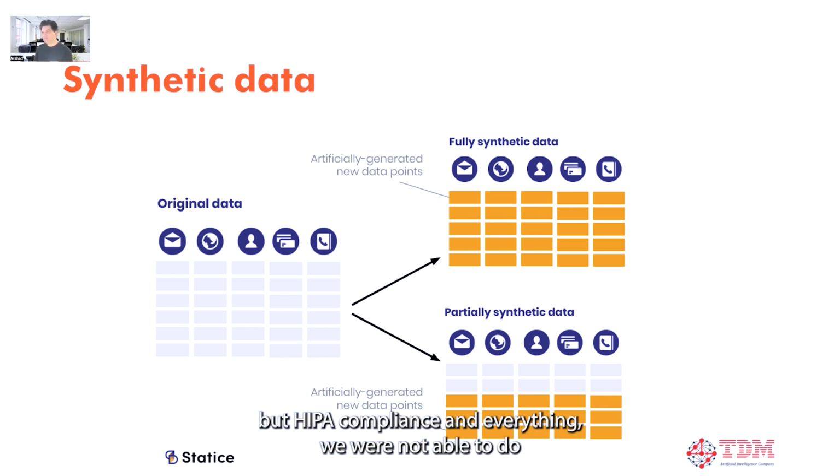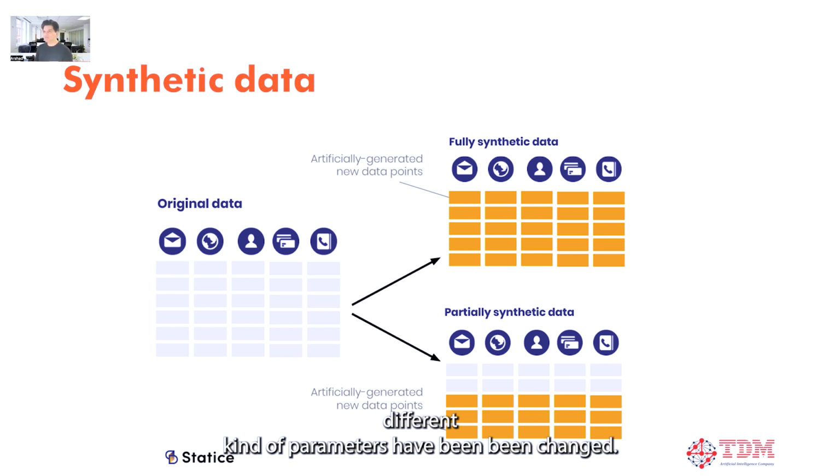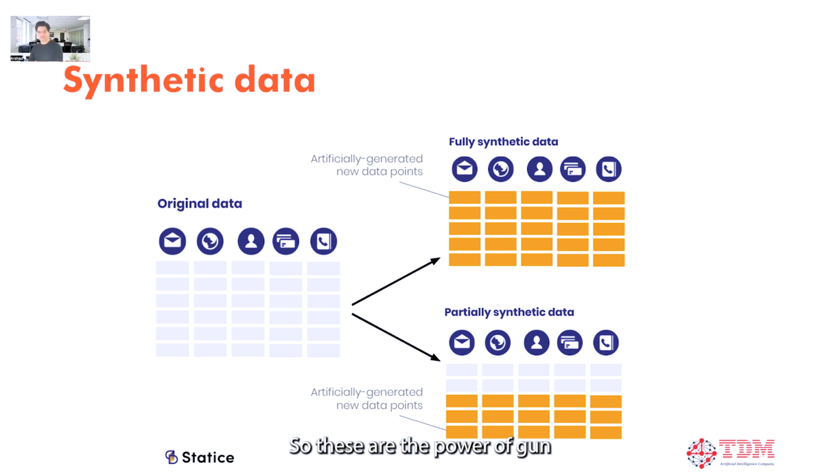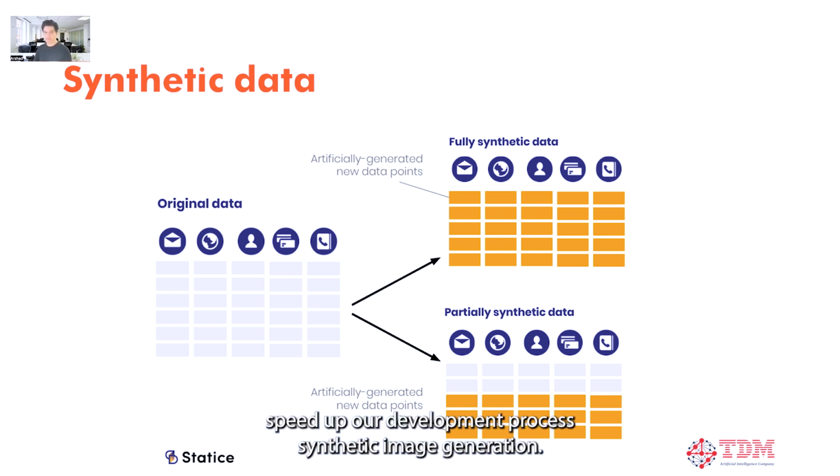With HIPAA compliance and everything, we were not able to do a lot of good experiments because we don't have enough data. Now you can use diffusion models and semantic synthetic data generation, and take one MRI and produce it in 1,000 ways with different age groups, different bone density, different parameters changed. So you can build models around that very quickly, and you can feed in the real data and see how good it is. These are the powers of GAN and how it helps us speed up our development process.